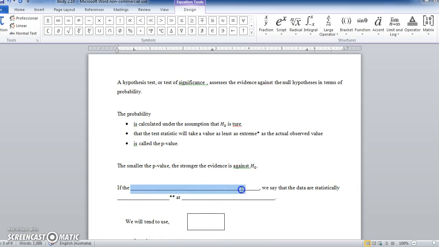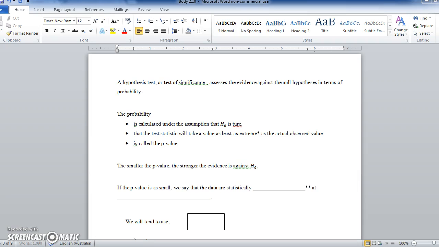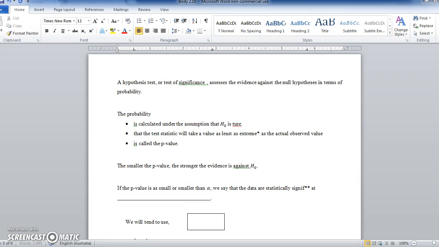So if the p-value is as small or smaller than alpha, then we say that the data are statistically significant at the significance level alpha.